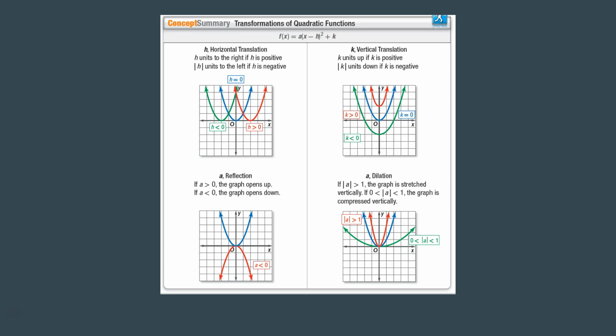And make sure, if you haven't done so already, you copy down the translations of quadratic functions. As you can see here, we can have every single one of these in a problem. We can have an a, we can have an h, and we can also have a k. So just keep that in mind. It can move left and right, up and down, and it can also dilate and reflect. It's not limited to one function.